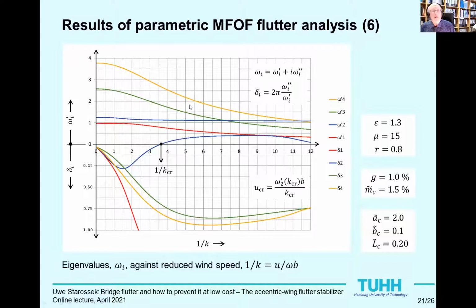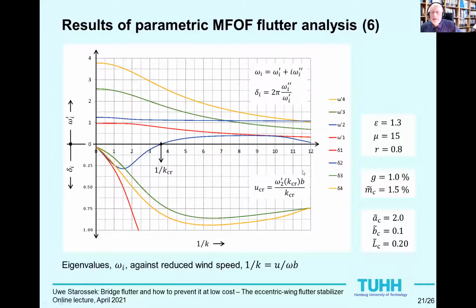At the bottom, the respective logarithmic decrements delta I are plotted, which are related to the imaginary parts, omega I double prime, of the eigenvalues omega I. At a certain critical value of the reduced wind speed, the delta 2 branch crosses the zero line. So, delta 2 and omega 2 double prime become 0 for this value of 1 over k. This value of the reduced wind speed, multiplied by the associated value of the flutter frequency, omega 2 prime, and the bridge deck half-width b, is the flutter speed, as explained before.